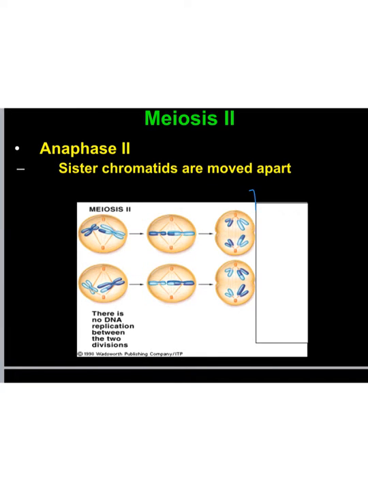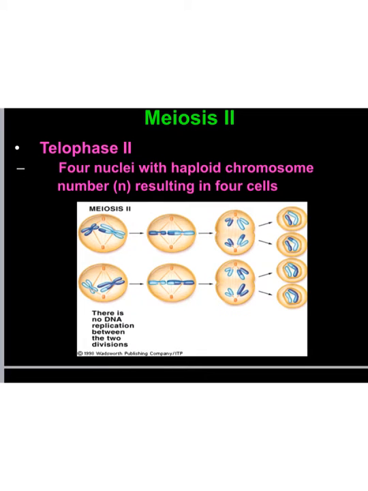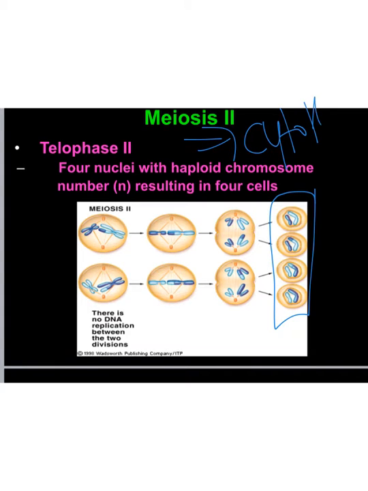In anaphase 2, the microtubules have shortened, and it is the sister chromatids that are pulled apart. Okay, this is key. We're separating the sister chromatids in anaphase 2 of meiosis 2. And then lastly, in telophase 2, followed by, again, cytokinesis, we end up with 4 haploid cells.